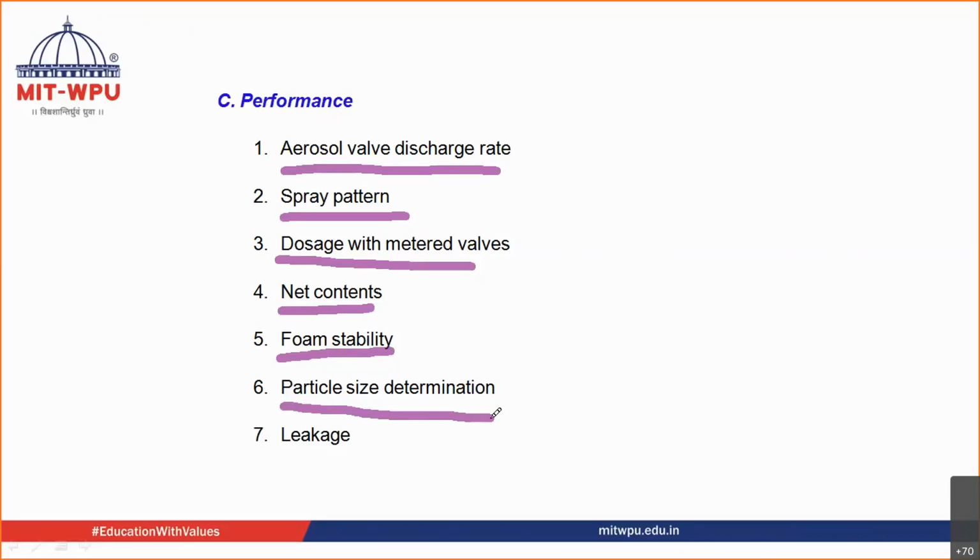Particle size determination is very important. We have seen that if the particle size is too high in case of suspension, it is going to clog your valve. Not only that, particle size determination also determines how long your particle is going to travel. Once you are taking the metered dose inhalers, how far the particle is going to travel will be determined by your particle size. Okay, and finally we are going to test the leakage of your container.